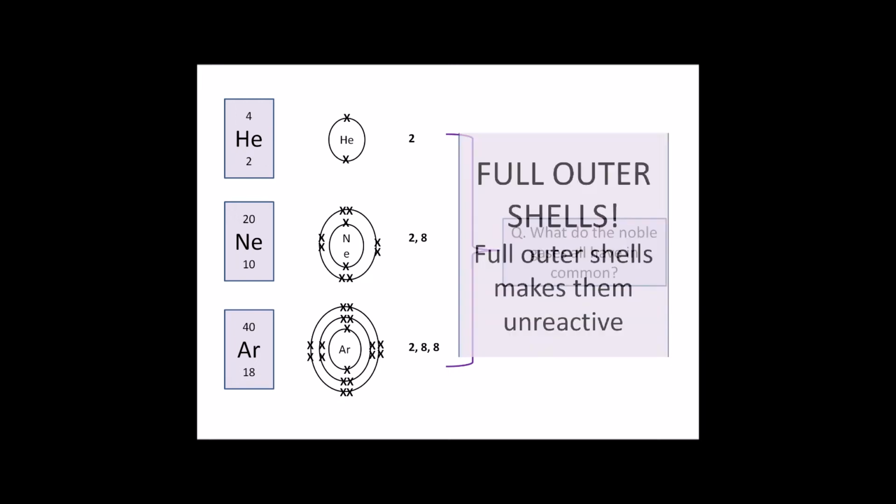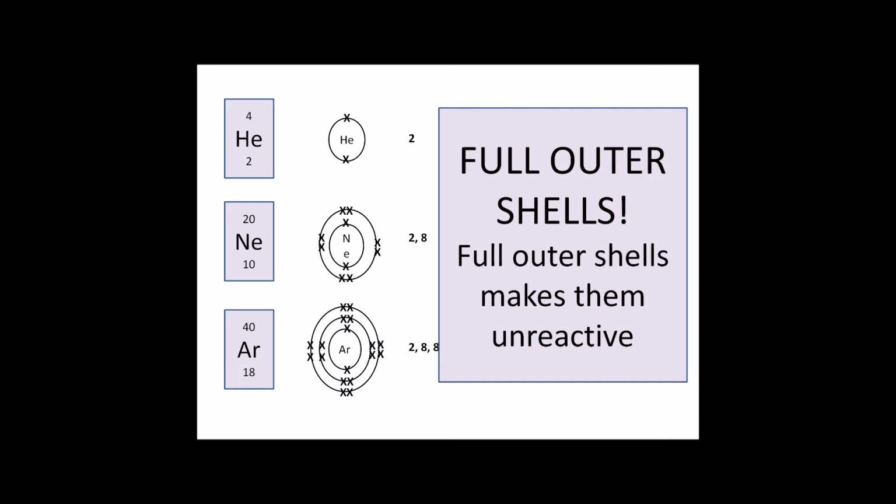What you notice is they've all got full outer shells, and that full outer shell is what makes them unreactive. When an atom reacts, it's trying to get a full outer shell. The noble gases have already got a full outer shell, so they're not interested in reacting. They don't want to lose any of the electrons, and they don't want to gain any more. They don't actively resist, but they resist that process, so they don't gain electrons very easily, neither do they lose electrons very easily. So full outer shells, and that's what makes them unreactive.